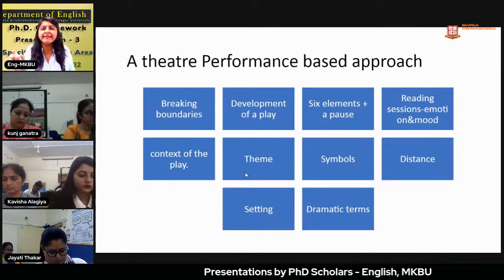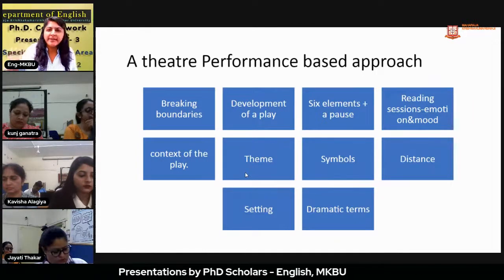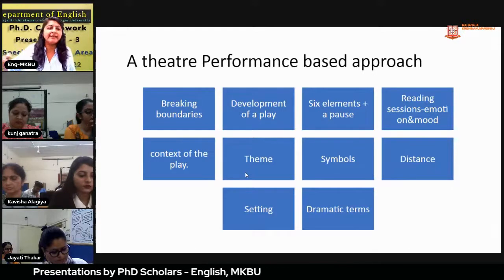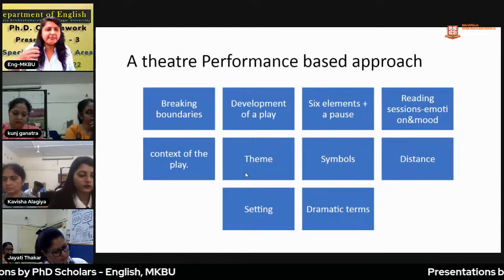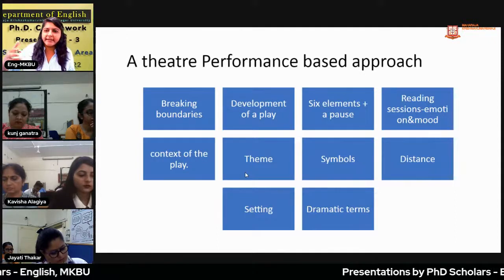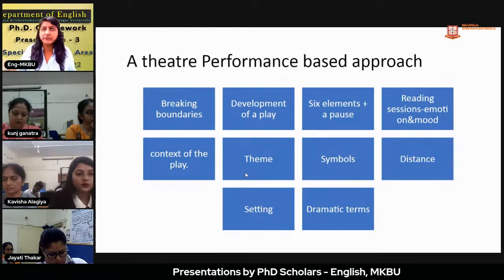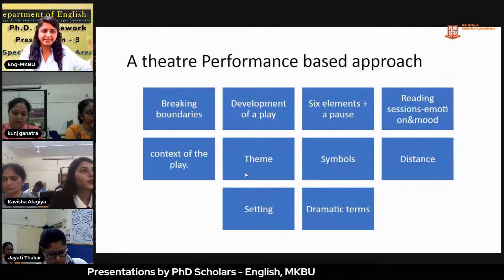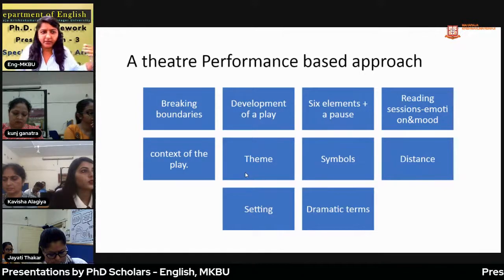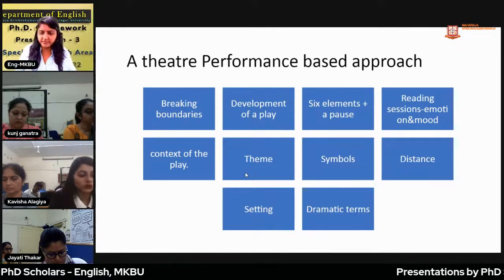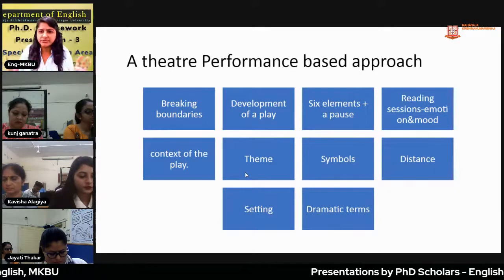Then another thing, that is dramatic terms. When we are reading drama in our literature syllabus, there are many terms which come in between, like curtains, lights off, lights on. It is not just about this light. There are many other types of light in performance. So they come to know about those terms also.